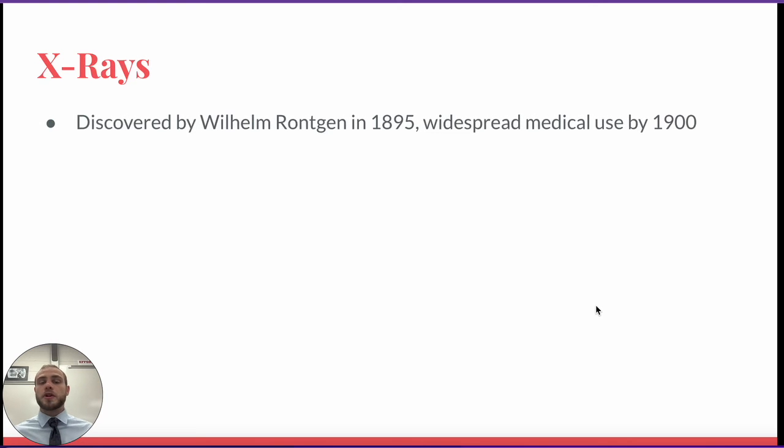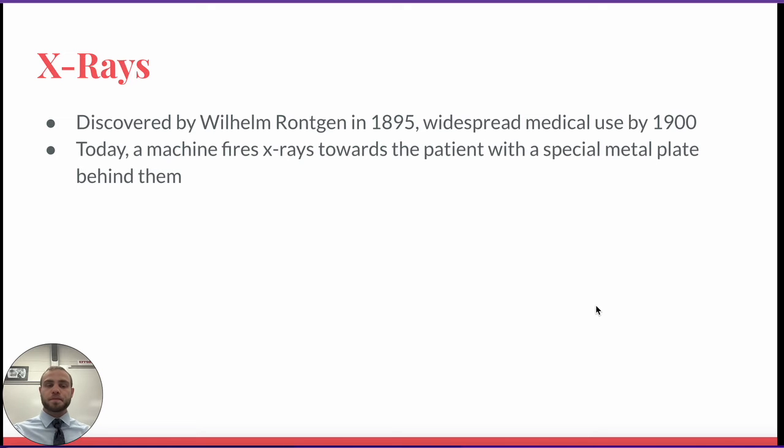Okay. So we're going to start with X-rays. X-rays were first discovered in 1895. They were actually discovered by accident, but they quickly realized the possibilities with X-rays, and they were used in the medical field in a wide variety of uses by 1900. So it only took about 5 years from their discovery to basically any medical doctor was using them.